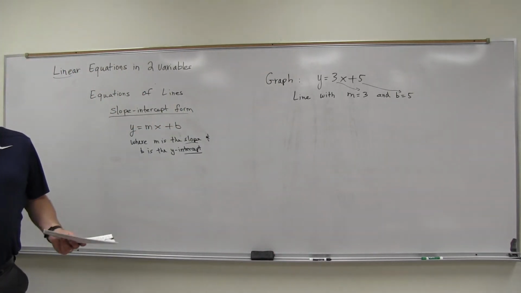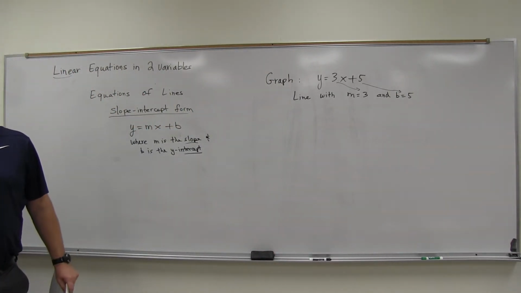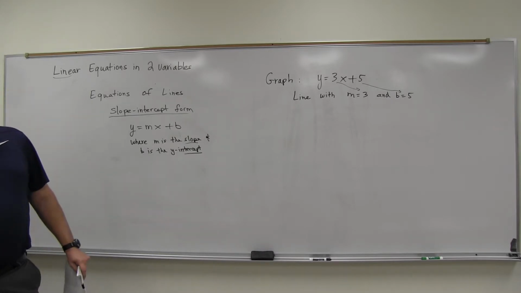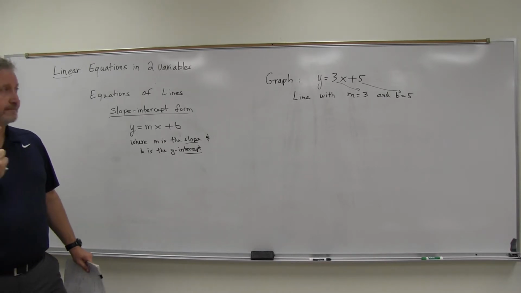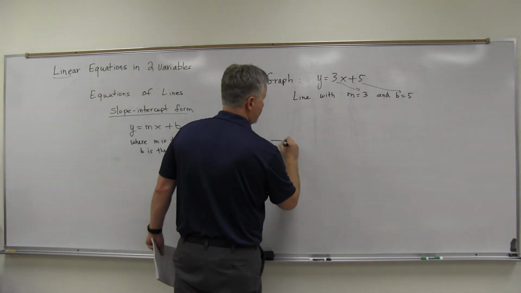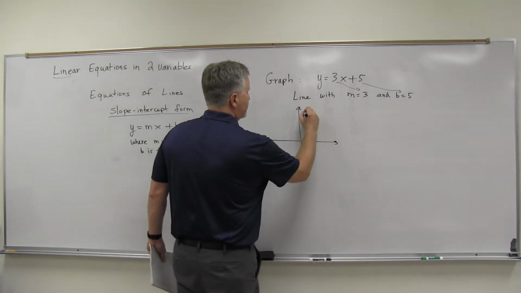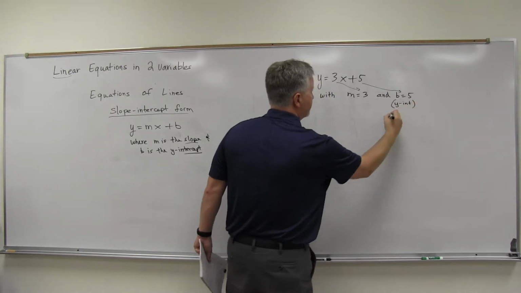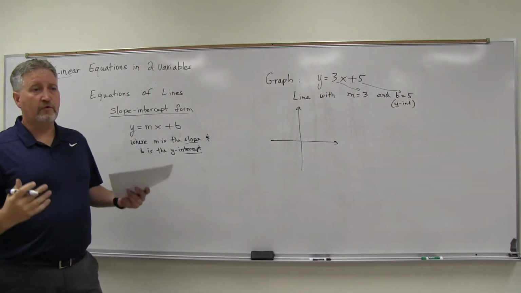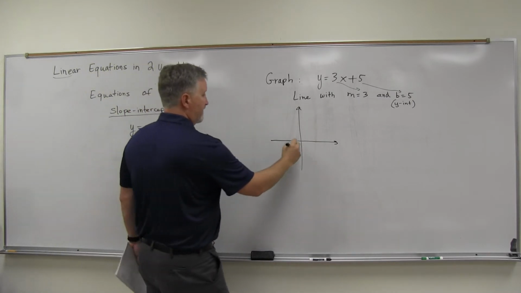Well, since I'm graphing a line, all you need is 2 points, isn't it? 2 points determine a line. Those aren't my 2 points, but that information is going to give me 2 points. 1 point, and then I can go to another point. So since I know it's a line, 2 points determine a line. All right, so b is specifically the y-intercept, isn't it? And so that's our first point. Go to the y-axis and go to 5.